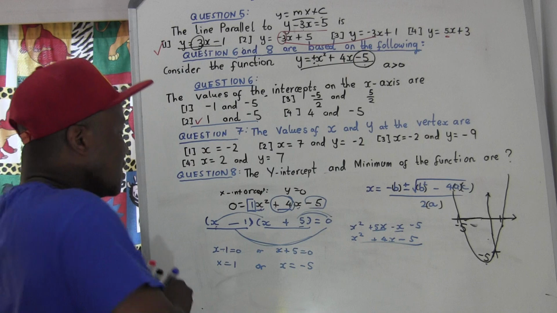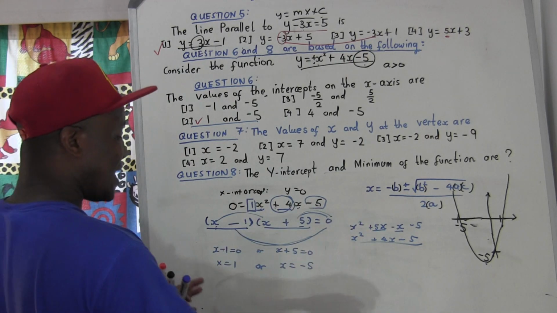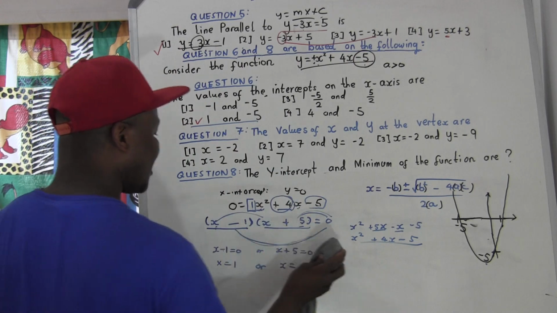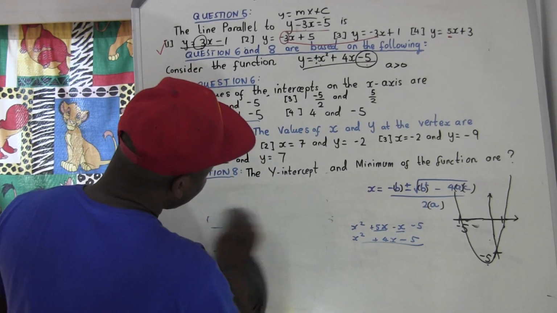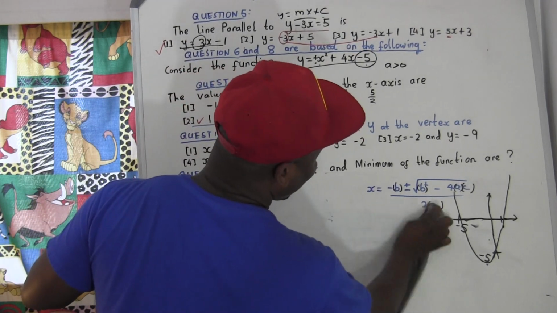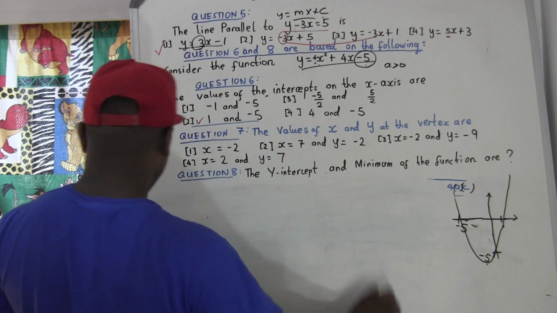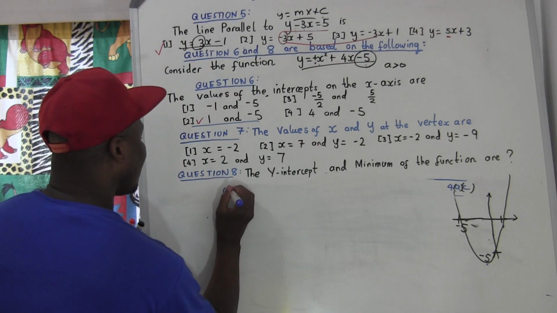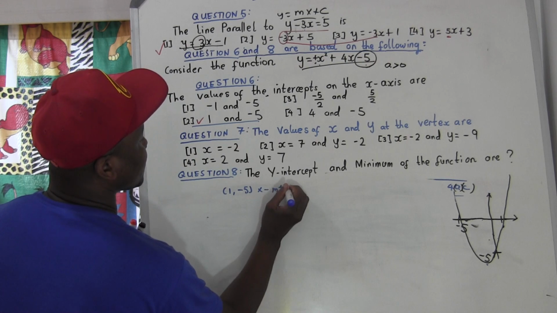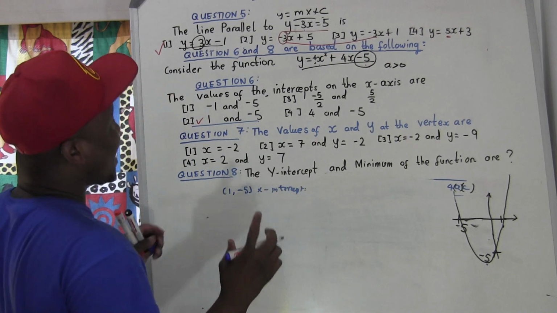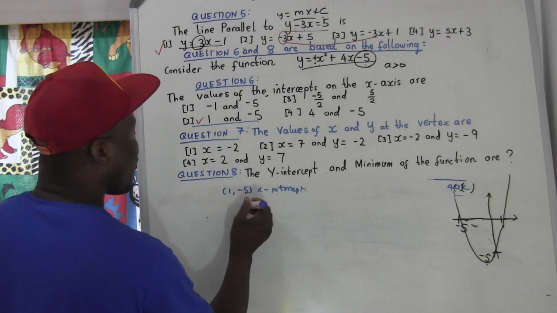Okay, so now, since I have my x-intercepts, I want to make a space here. I have my x-intercepts 1 and negative 5. So my x-intercept is 1 and negative 5. This is the x-intercept, where it's going to cut the x-axis. And like I said, at the x-intercept, y equals 0.